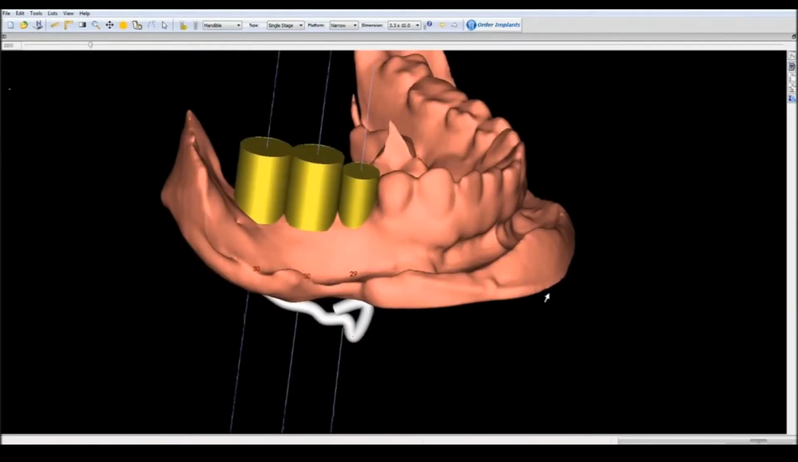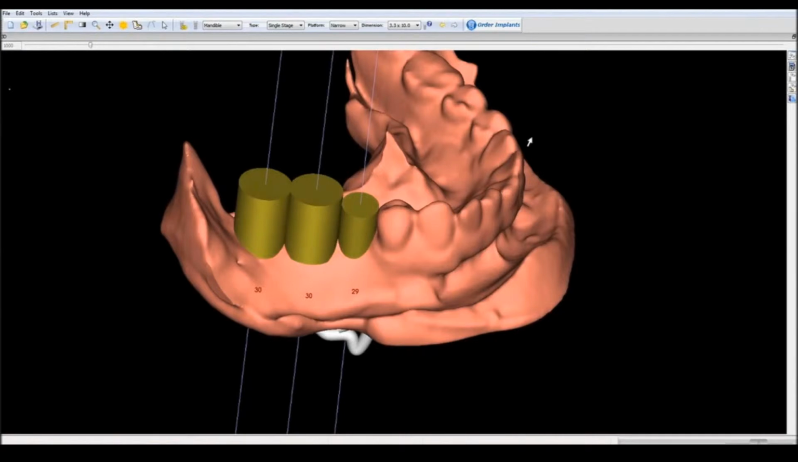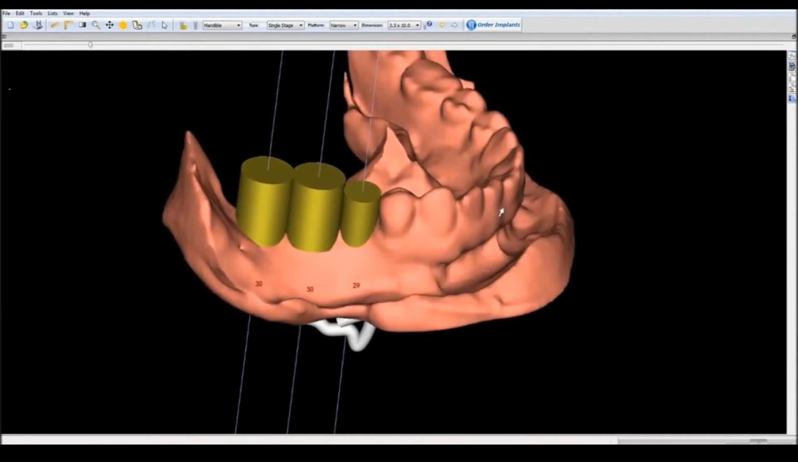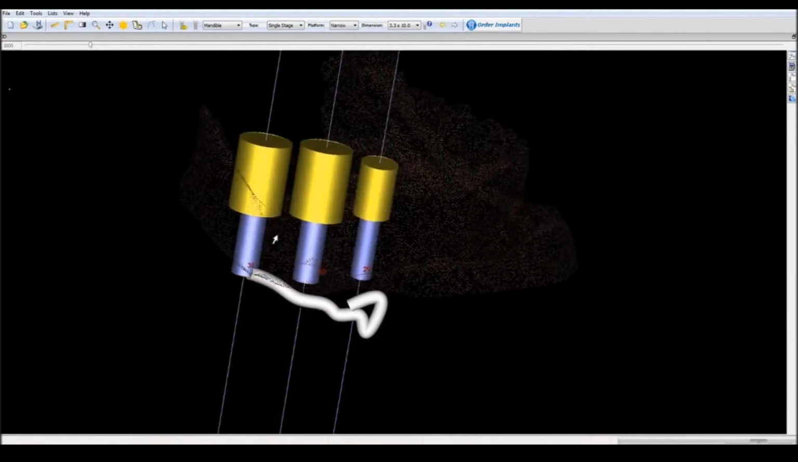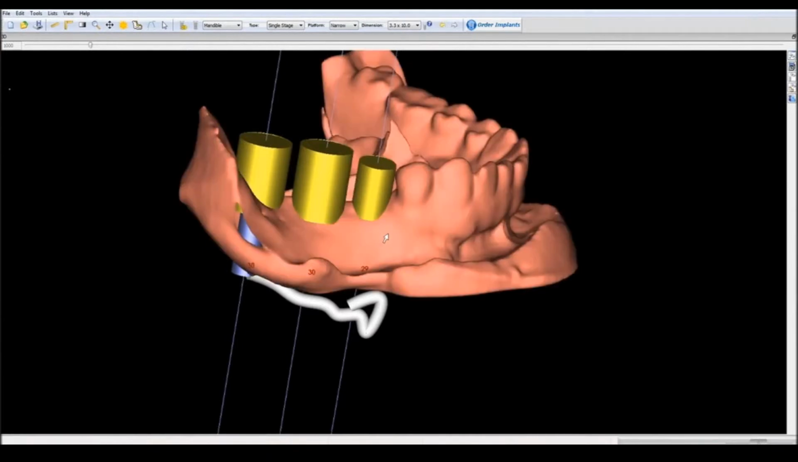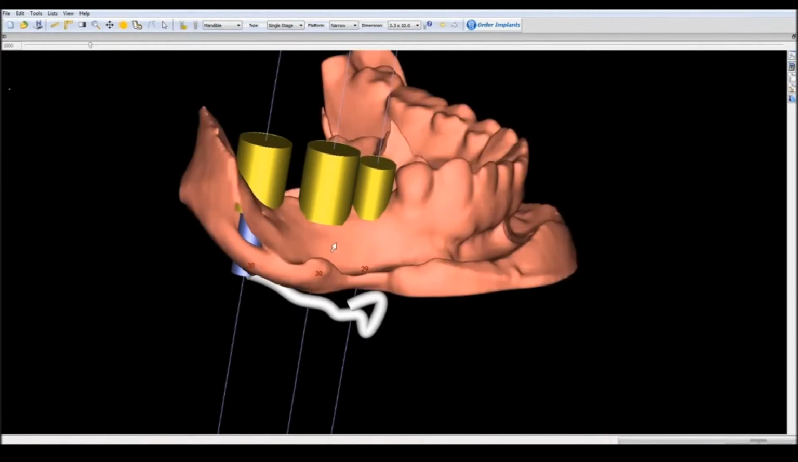I then might go to the model. Now we've scanned in a model of the arch of interest. And on the model, this is very precise and very accurate. So now I can fine-tune my mesial-distal relationships. When you do implant planning, it's a 3-dimensional exercise, but you plan it 1 dimension at a time. So right now we're working on mesial-distal.